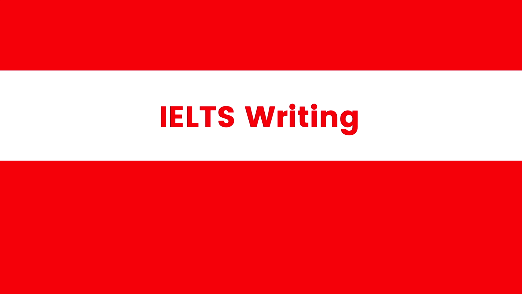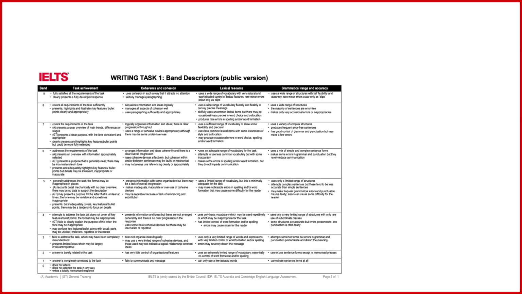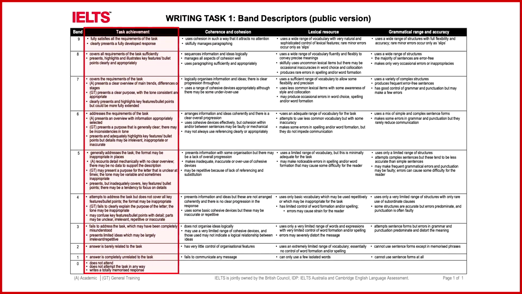Let's go into IELTS Writing. Works in much the same way, but in the writing test, there are 2 tasks. So there's a slightly added complication here. Again, the examiner uses criteria to score your work. There's a separate one for task 1 and for task 2. And each one has 4 criteria.